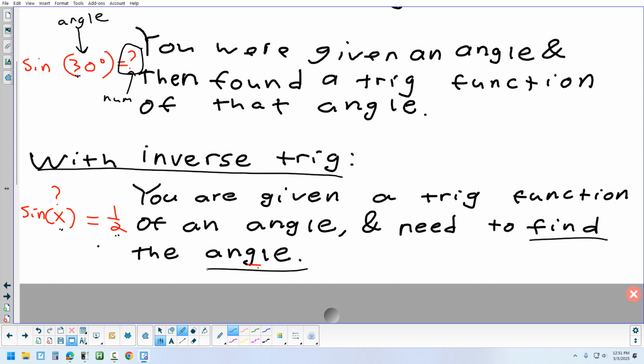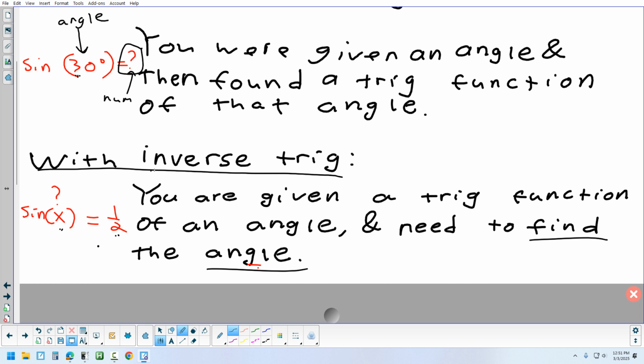Well, on Wednesday, I'm going to give you a triangle, and I'll label some sides in it, and I'm going to ask you to find the angle. Right? And the way that you're going to have to figure out an angle in a triangle is with inverse trig. So that's what inverse trig is. It calculates an angle, kind of like Pythagorean theorem calculates a side.